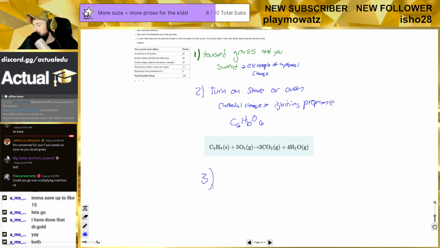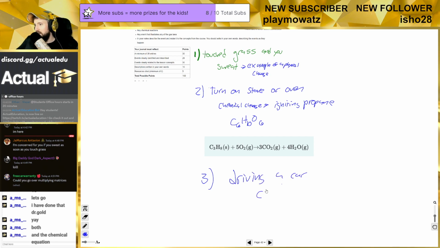Okay. Let me think of another one. Another chemical change. I always think of it as just burning things. Combustion of this, right? Because you can also drive a car. Driving a car, that's a chemical change. And that's the combustion of gasoline.